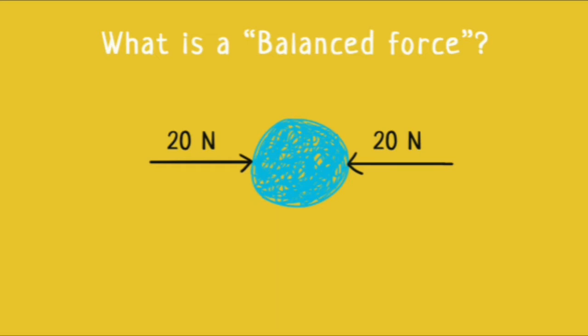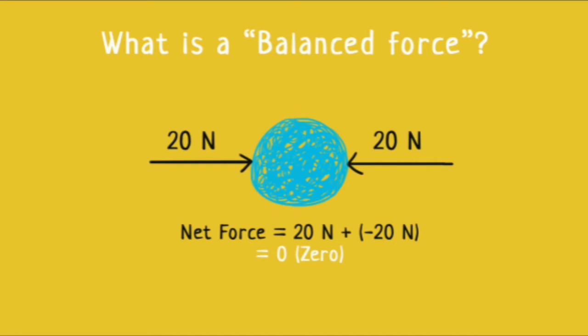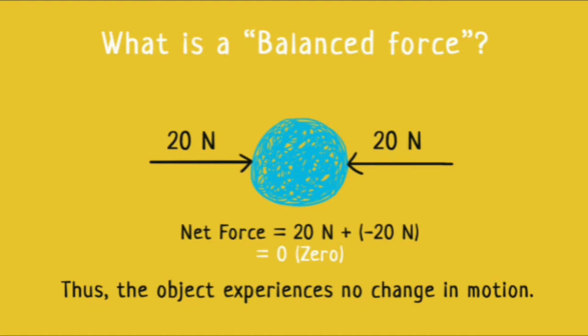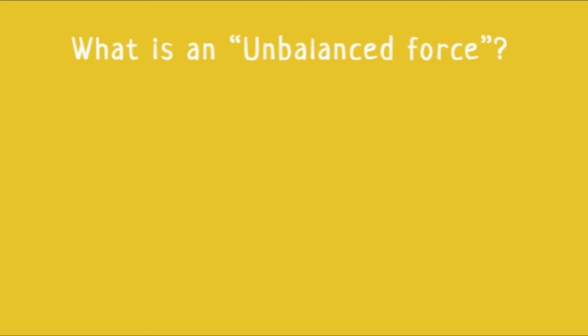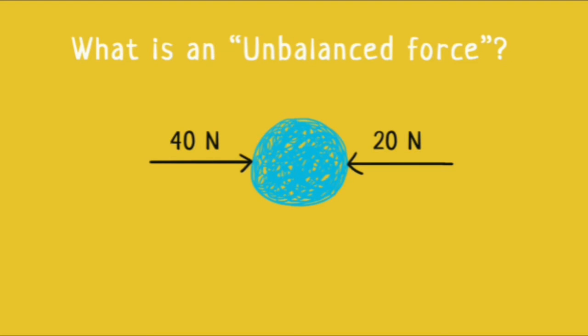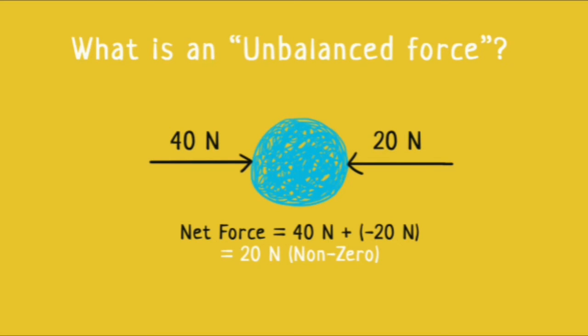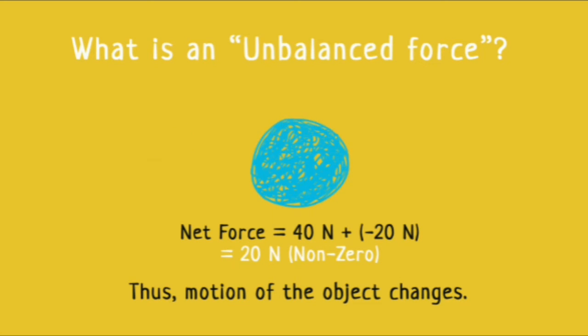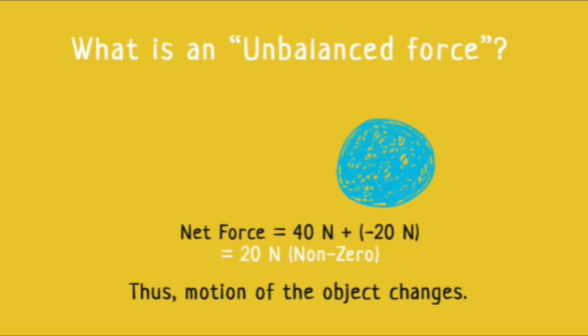If the forces on an object are equal and opposite, then the net force is equal to 0. Therefore, the forces are said to be balanced. In this case, the object experiences no change in motion. On the other hand, if the forces on an object are not equal and opposite, then the net force is a non-zero value and the forces are unbalanced. So, the motion of the object changes in the direction of the greater force.